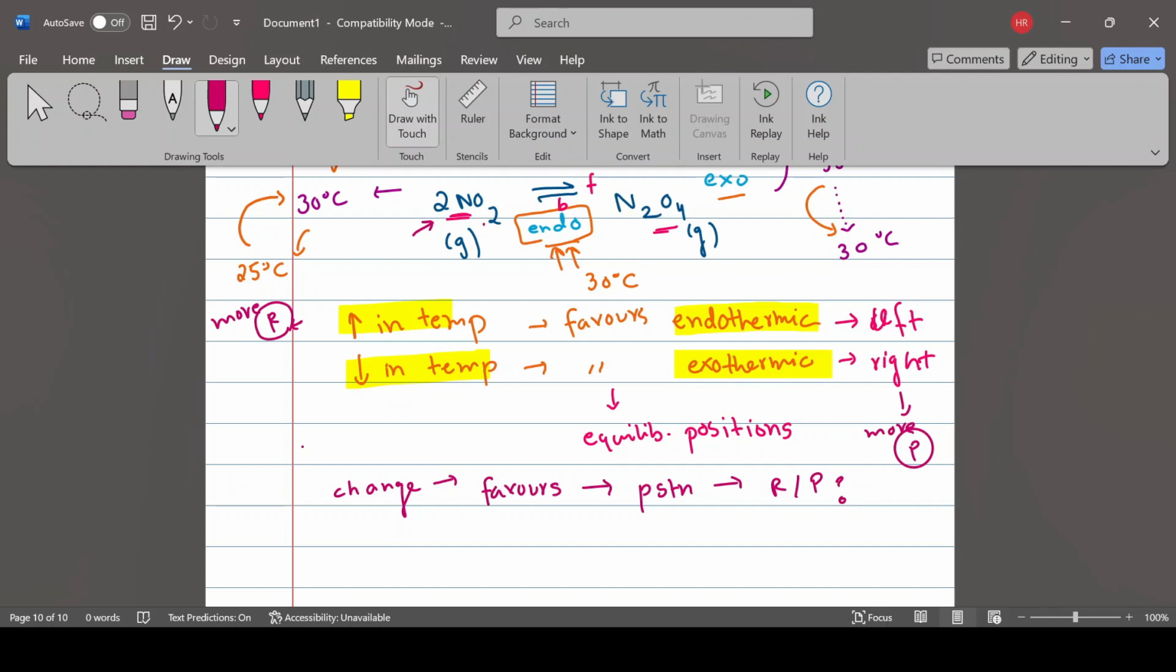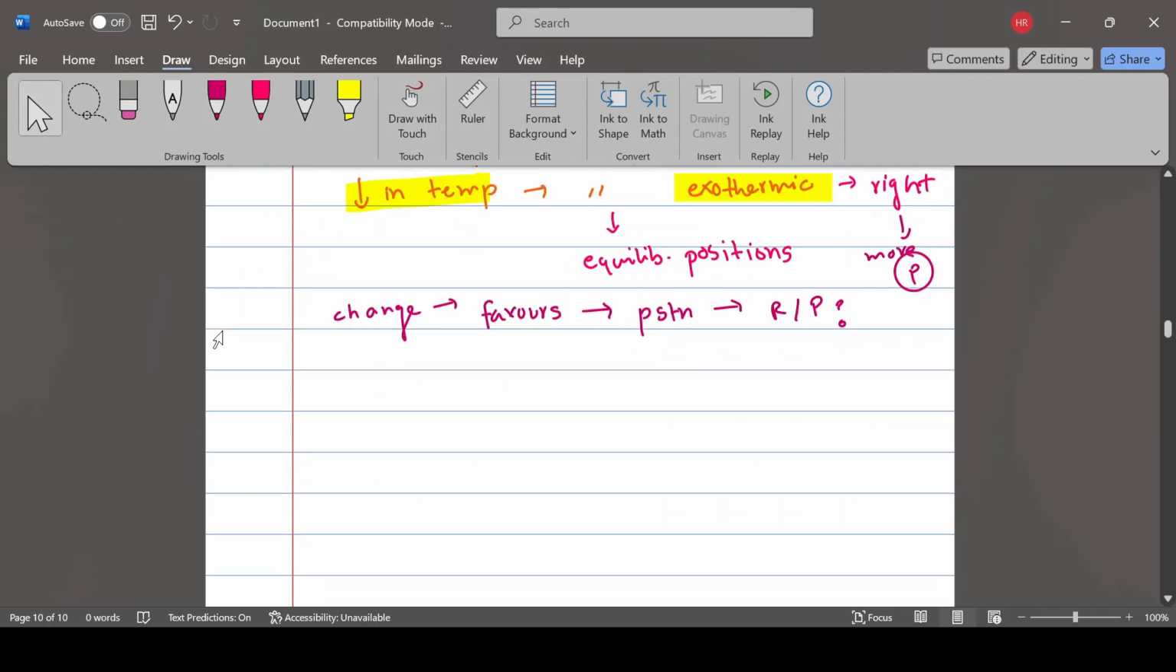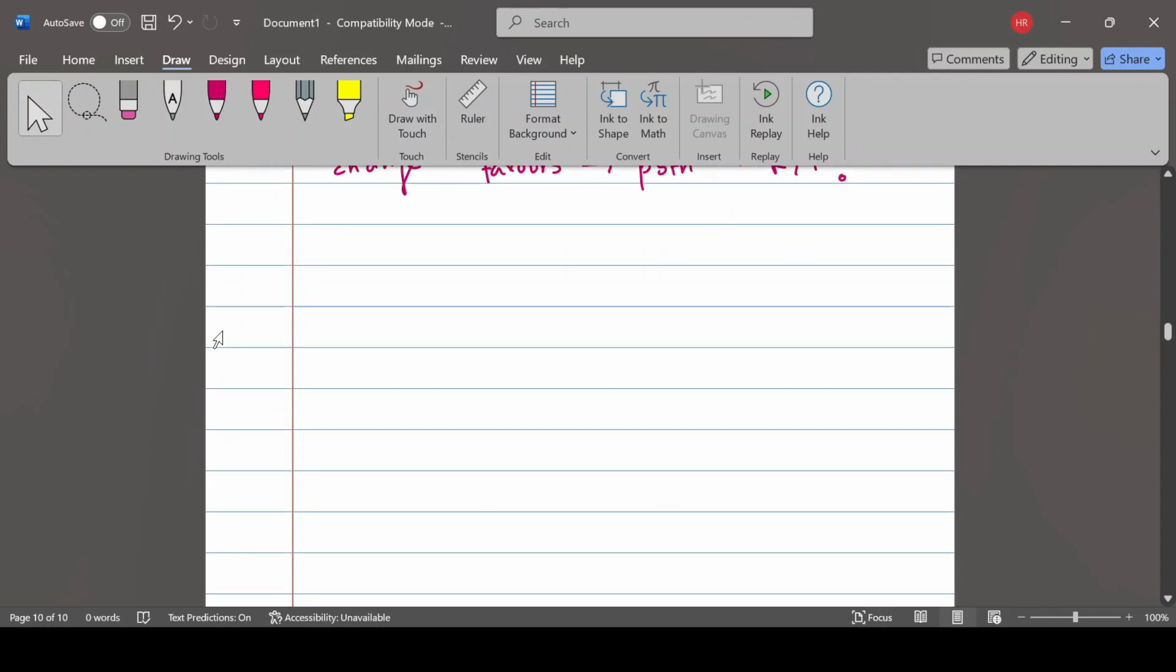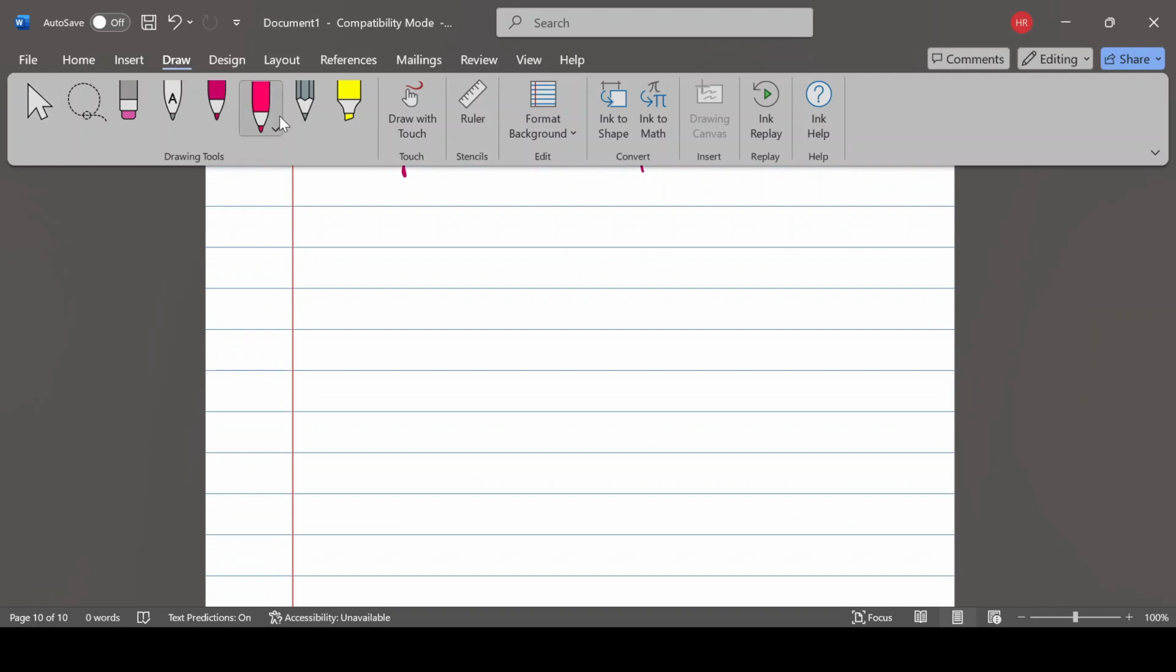Okay. So now you have understood the general idea of what's happening. The other factors would be easier to understand. So the first one is temperature. Remember, when we talk about temperature, we talk about the energy changes, the exothermic part or the endothermic part. Now the second factor that we have is the pressure.